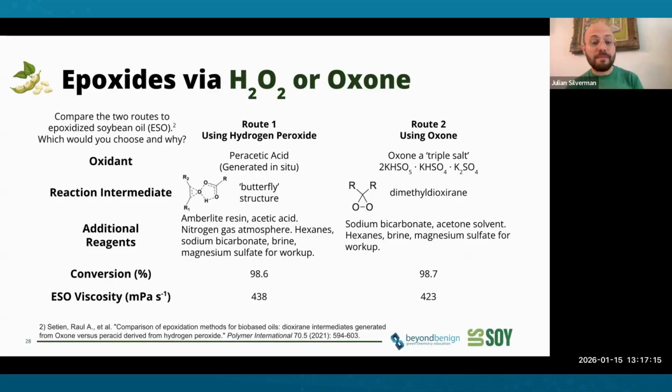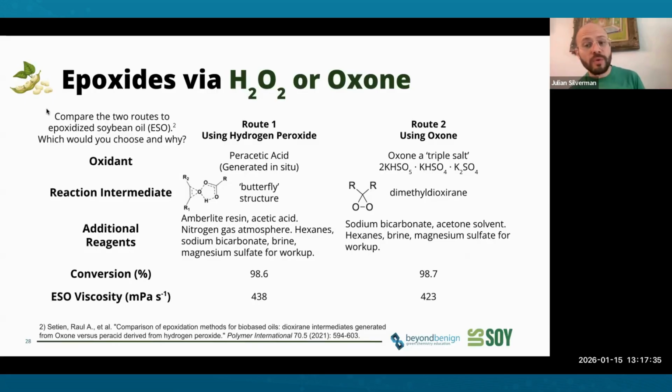And the nice thing is that both of these procedures have relatively high conversions. But you'll notice that there are differences in the product. So the viscosity of the soybean oil epoxide is different based on which method you use, right? And so there are always going to be technical considerations when we do our evaluations on top of economic ones.